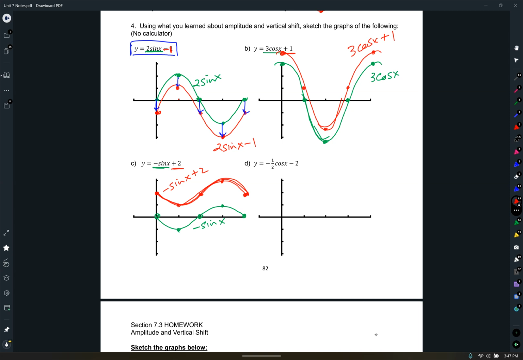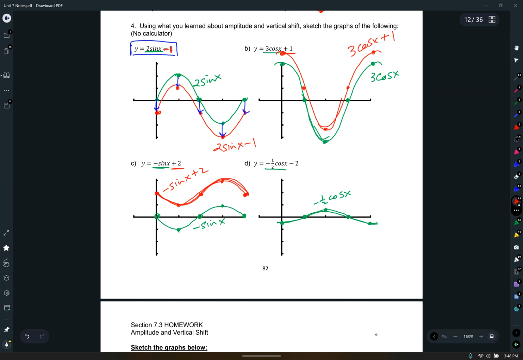Okay, letter D. I'm going to start with the amplitude part. So let's see, cosine. Cosine normally starts and ends at its max. Because it's negative, I'm going to start and end at negative 1/2. Halfway, it's going to be over here at positive 1/2. Halfway between each of those, I'm at the zeros. So here's my cosine graph kind of squished up a little bit. So that is the negative 1/2 cosine.